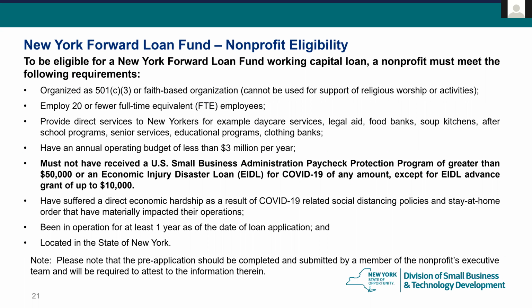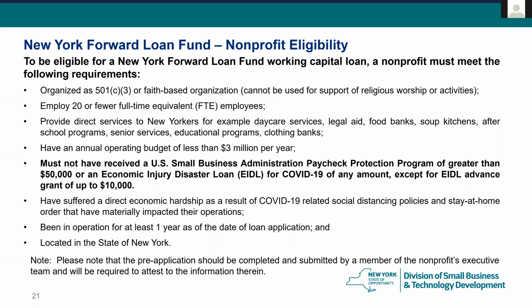You have to have an annual operating budget of less than $3 million per year. The same Paycheck Protection rules apply to nonprofits. So you have to have not received a Paycheck Protection Program loan of greater than $50,000 or an Economic Injury Disaster loan, although again, you can receive an Economic Injury Disaster grant if you were able to get one. Those are closed now, so no one else is going to be getting them.